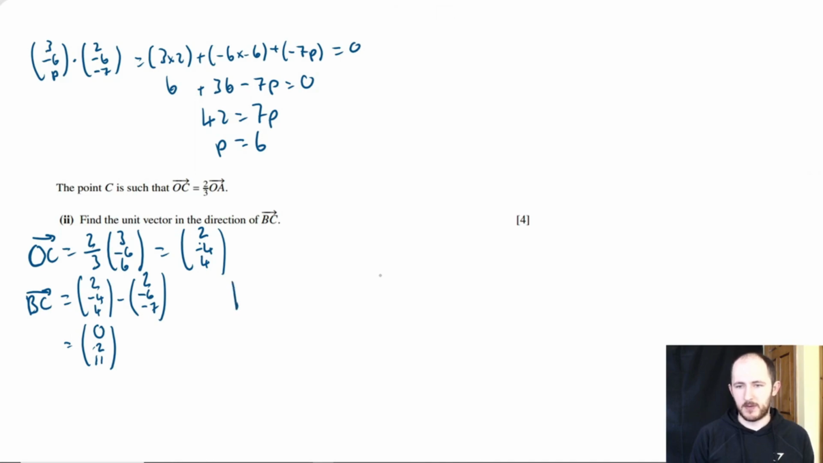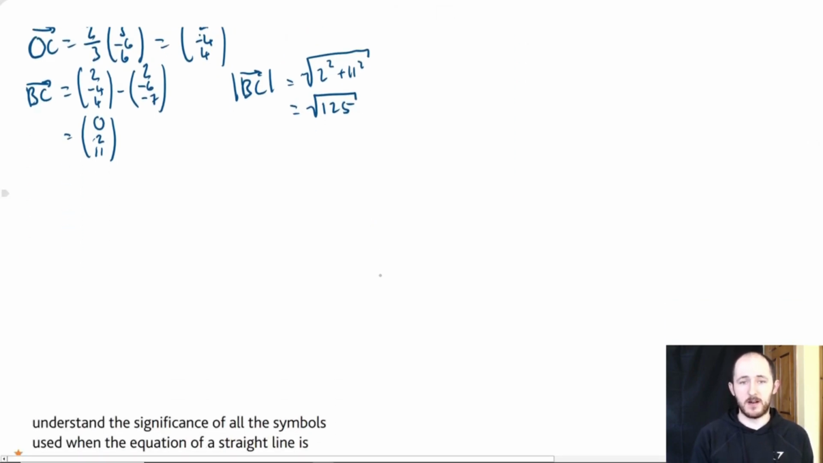So now we're going to work out the modulus of BC. Now we know the total of it. That equals the square root of 0 squared. I'm not going to bother writing it. 2 squared plus 11 squared. 11 squared is 121. Plus 4, 125, which you cannot square root, so I'm going to leave it as the square root of 125.